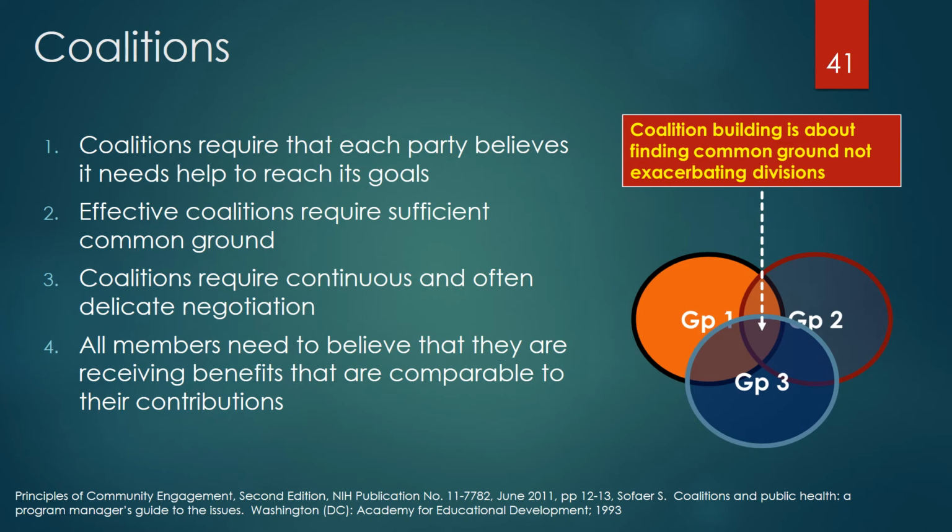3. Coalitions require continuous and often delicate negotiation among their participants due to different beliefs, values, and agendas. The neutral facilitator must often employ negotiation techniques to keep the coalition intact. As mentioned previously, relationship strength and trust between members is essential for coalition cohesion during the inevitable times of stress and tension due to the inherent differences between coalition partners. 4. The distribution of power and benefits among the members of a coalition is an ongoing concern. All members need to believe that over time they are receiving benefits that are at least comparable to their contributions.